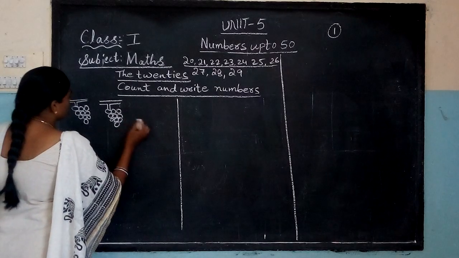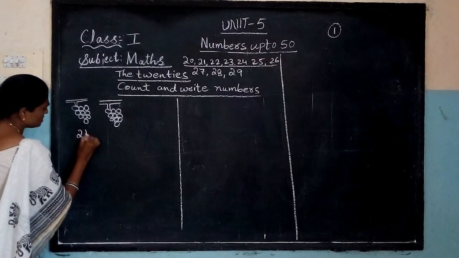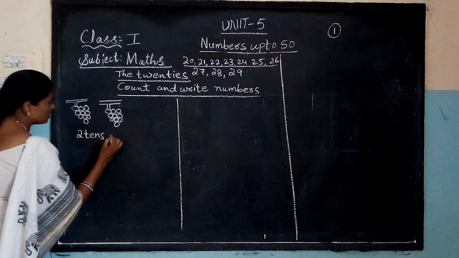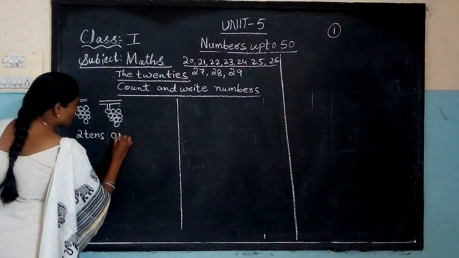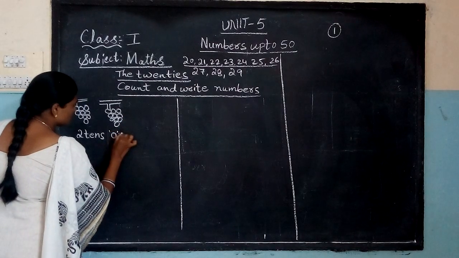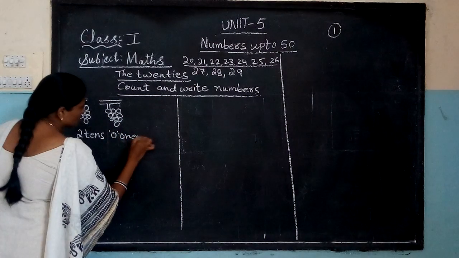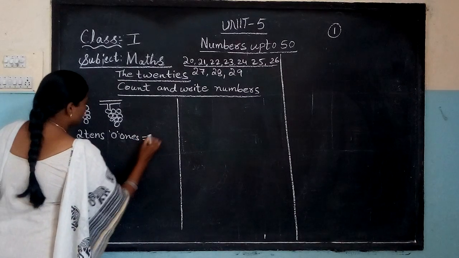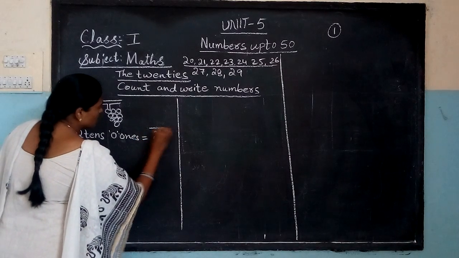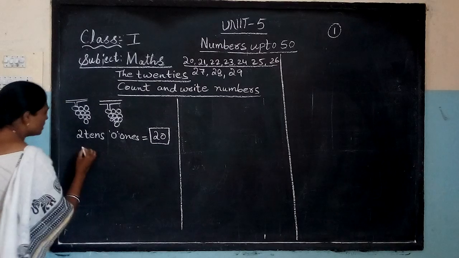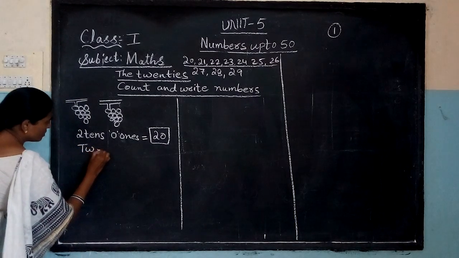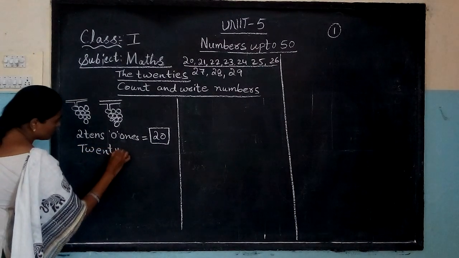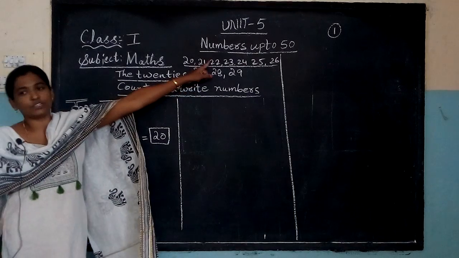In the ones column nothing is there. 2 tens, 0 ones is equal to 20. Spelling of 20, children? TWENTY, 20.